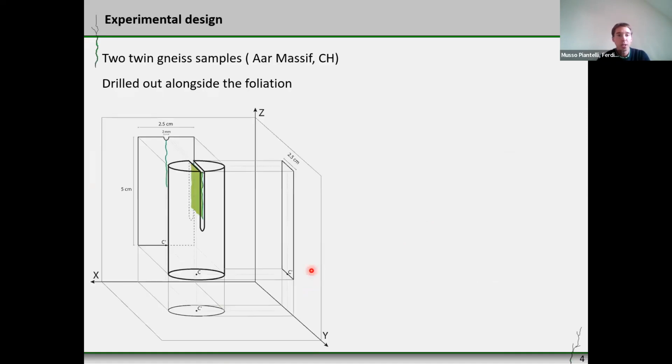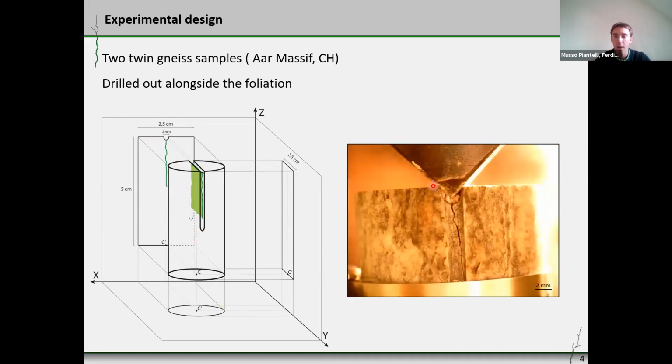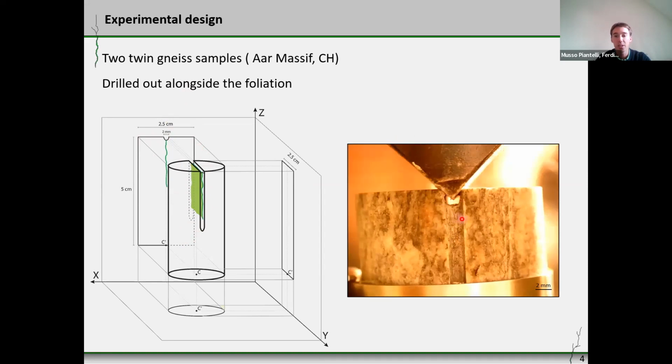So how did we do that? We went in the field and collected gneiss samples from a massif in the Central Alps in Switzerland. We drilled cylinders of about 2.5 centimeters in diameter and 5 centimeters in height alongside the foliation of the gneiss. Inside the sample, we created an artificial fracture that extended more or less to half of the sample. We did that by gently loading a piston wedge on top of the sample, which triggered and created an artificial fracture.